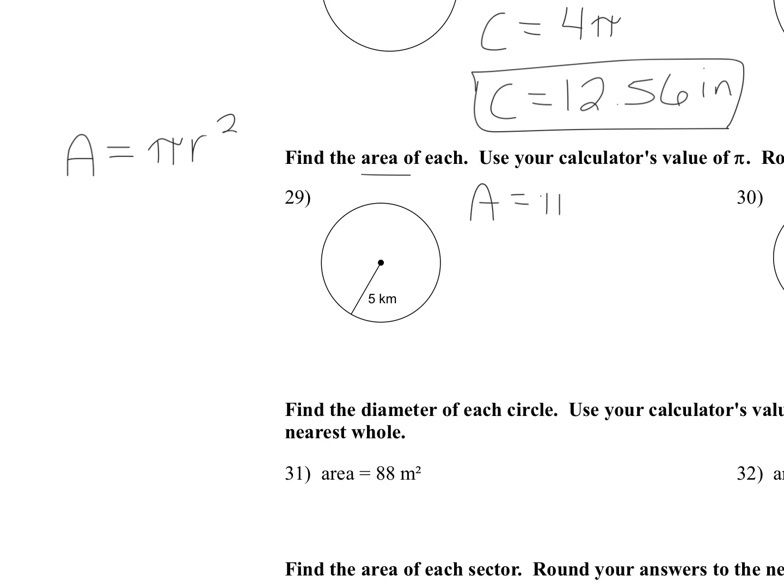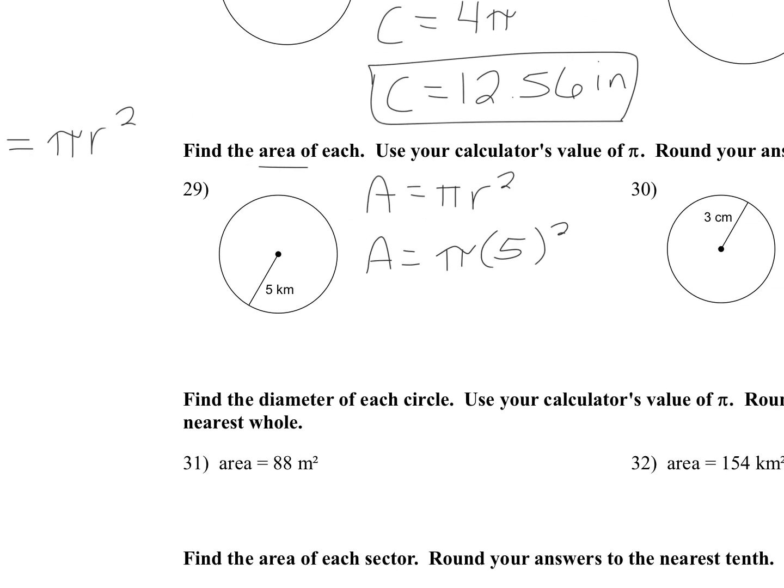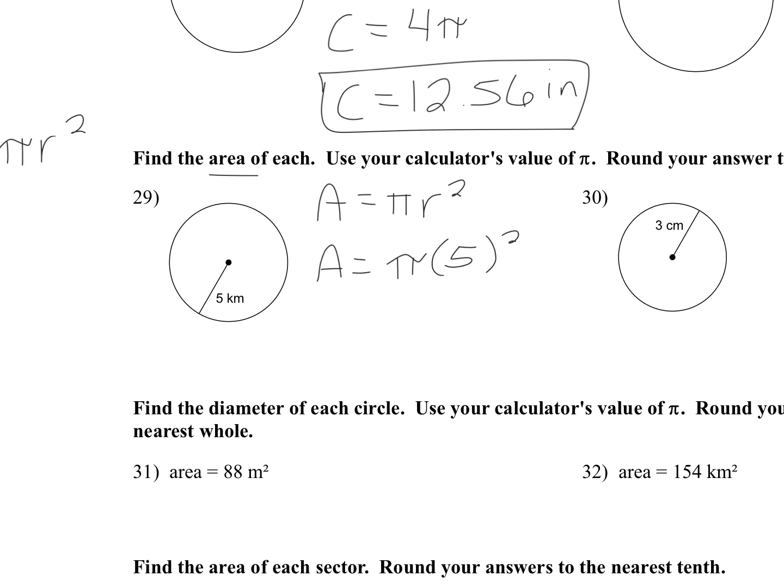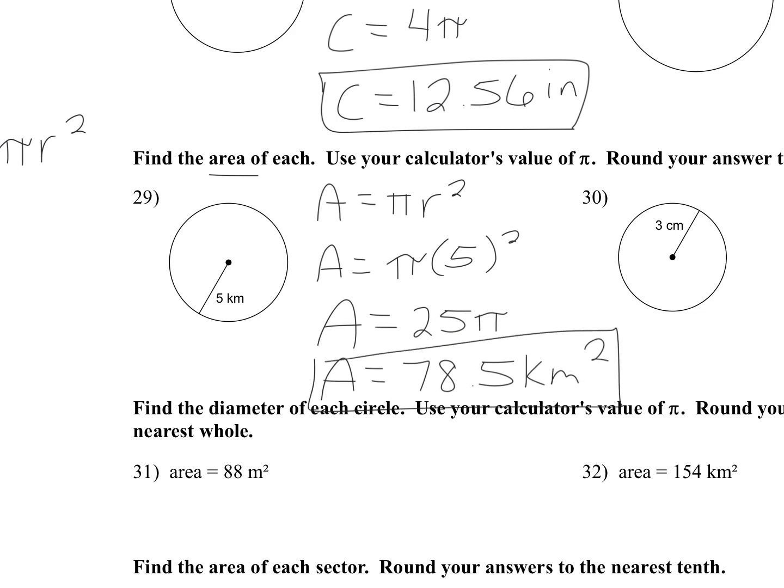29, we have pi r squared. What's the radius? 5. What do we want to do first? 5 squared first. What does 5 squared mean? 5 times 5, not 5 times 2. 5 times 5, which is 25. What's 25 times pi? 78.5. Is this what we were working on before, when we said 78.5? What's the label? Kilometers squared. Why is it squared now? Because it's area. Good.